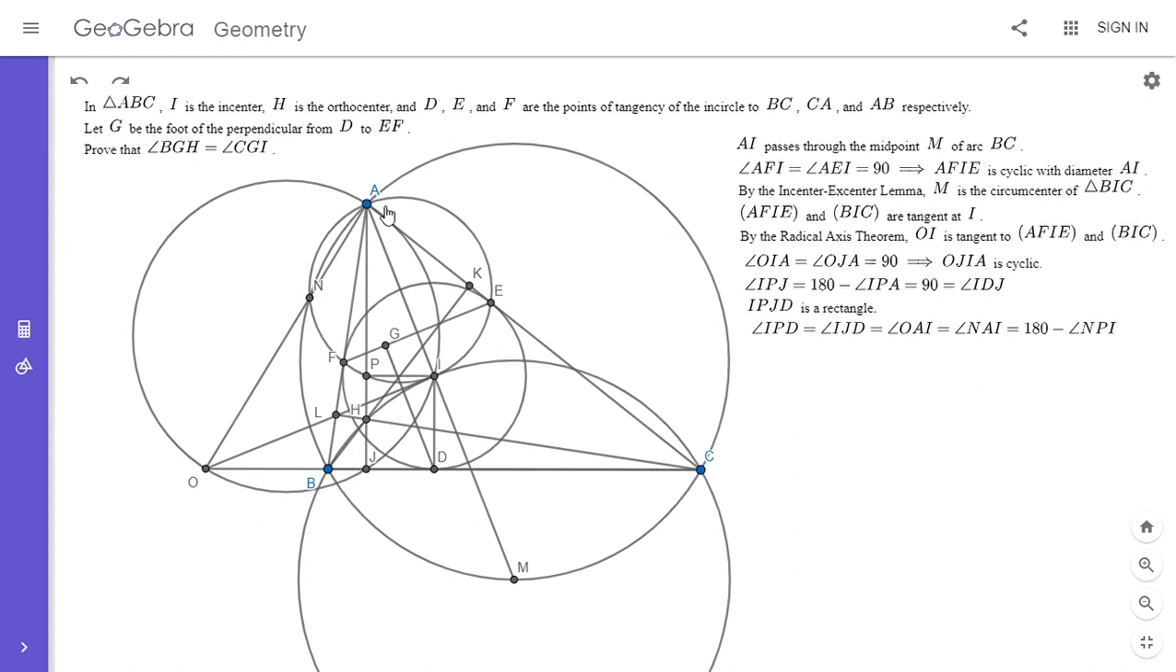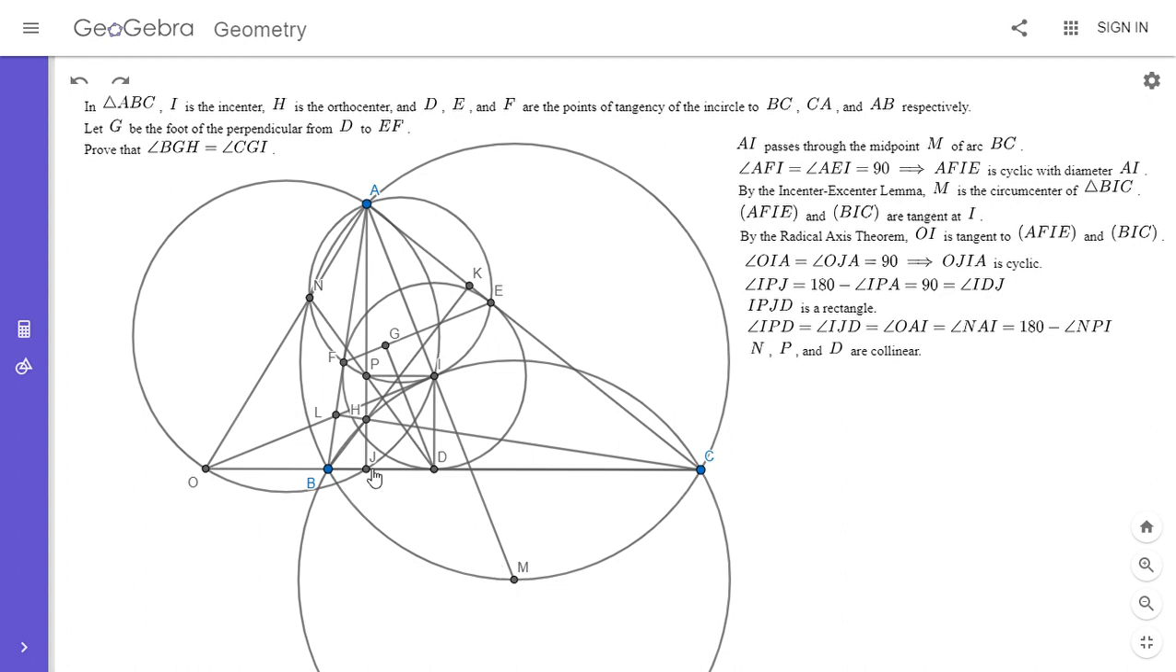Angle OAI is equal to angle NAI, and that's equal to 180 minus angle NPI, since NAIP is cyclic. And so if angle IPD is 180 minus angle NPI, then that means N, P, and D are collinear. So I'm going to write that out, draw in that segment. And we can do a very similar angle chase to show that N, D, and M are collinear. So I'm going to show you how I'm going to do it here.